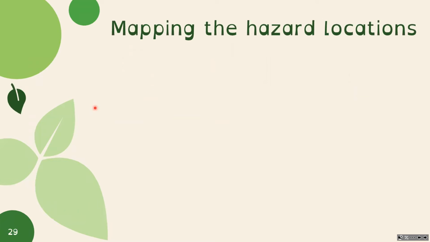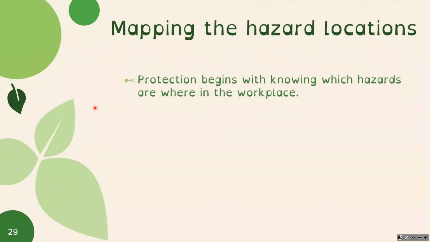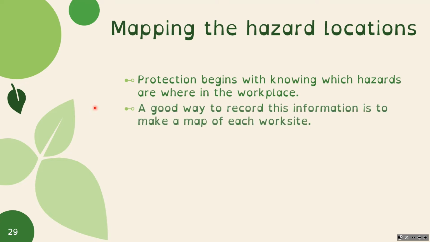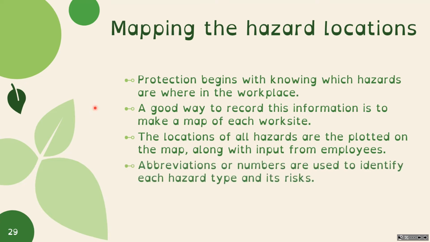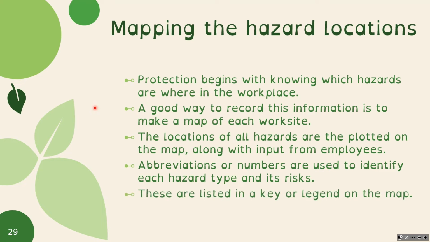So beyond having a positive and safe attitude, what are the things that we can do? We have mapping the hazard location, so knowing where the hazards are in your workplace. Protection begins with knowing which hazards are where in the workplace. A good way to record this information is to make a map of each work site. The locations of all hazards are then plotted on the map along with input from employees. Abbreviations or numbers are used to identify each hazard type and its risks. These are listed in a key or legend on the map so that we know what we're talking about.